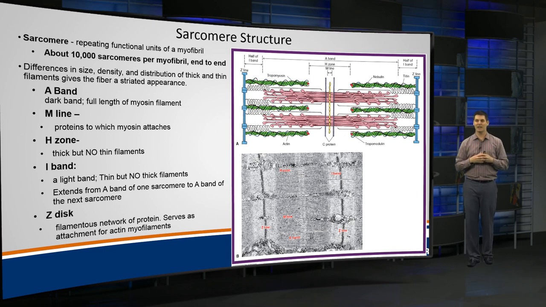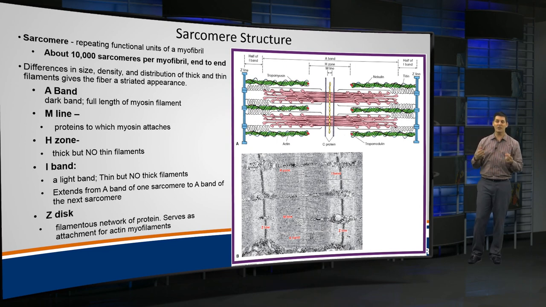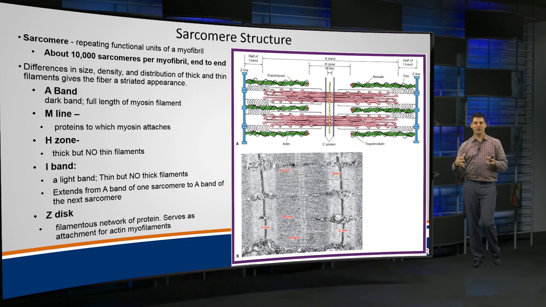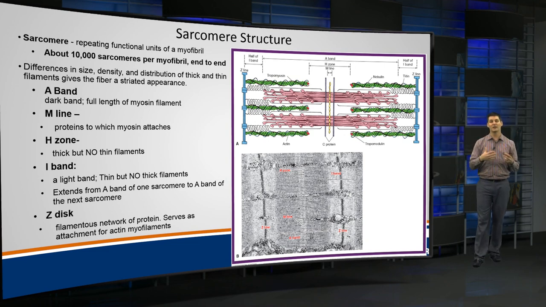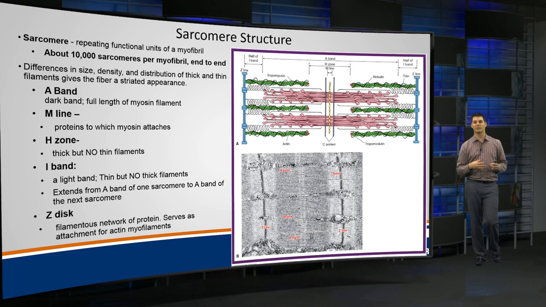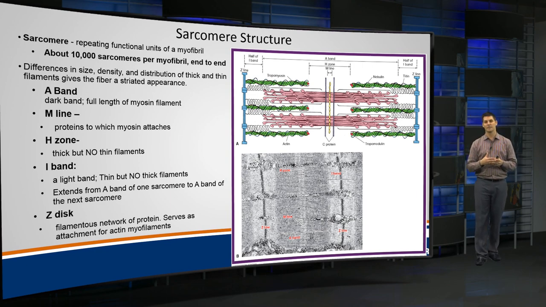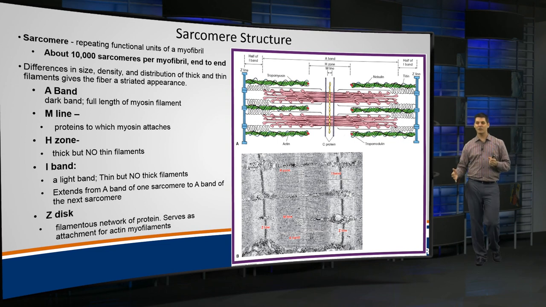Our myosin is in the pinkish red color, and those are attached to the middle of the cell, otherwise known as the M line. This is the protein to which myosin and actin work, and getting a little ahead of myself, our goal here is to pull actin using our myosin towards the center. We can also talk about different parts of this sarcomere based on the color as we look at them. The A band is the dark band. This includes the full length of the myosin filament, and you can see that here in this lower picture.